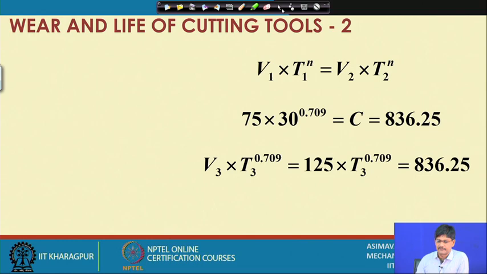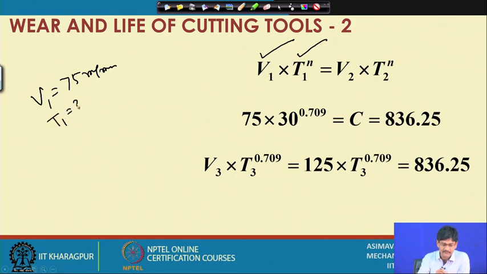So, first of all what we have written here is V 1 into t 1 to the power n is equal to V 2 into t 2 to the power n. Let us see what are the values that we know. Do we know V 1? Yes, V 1 is equal to 75 meters per minute. Do we know T 1? Yes, we know T 1. T 1 is equal to 30 minutes. Do we know V 2? Yes, V 2 is equal to 100 meters per minute.